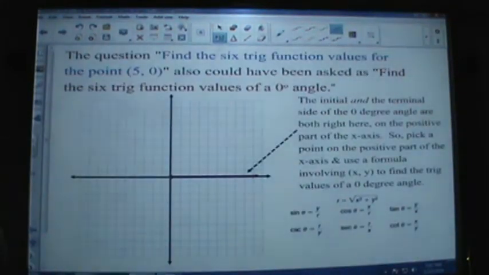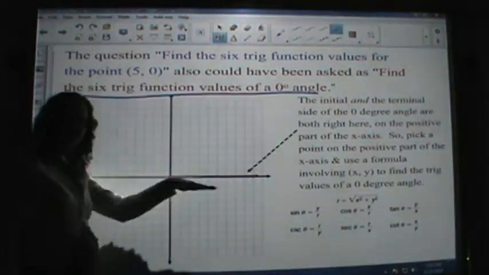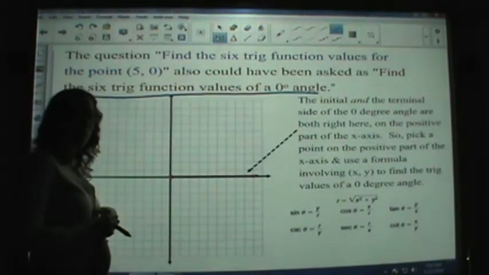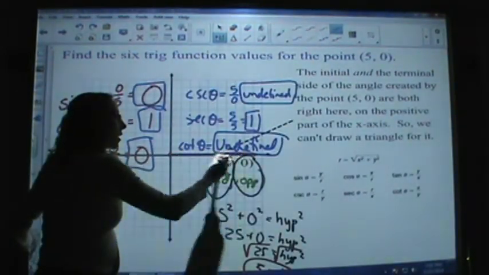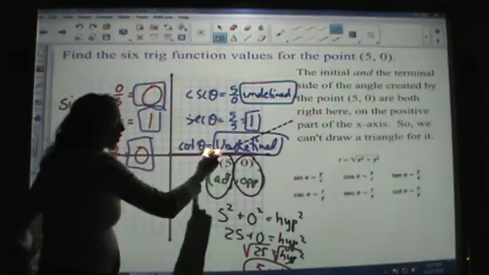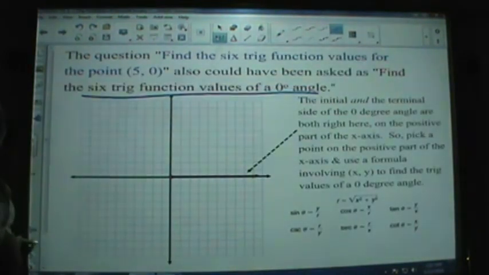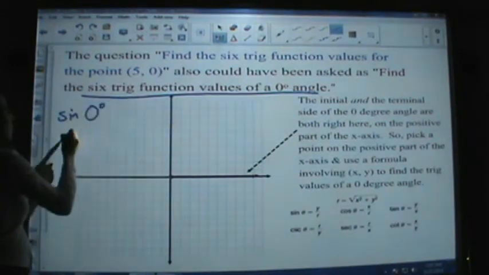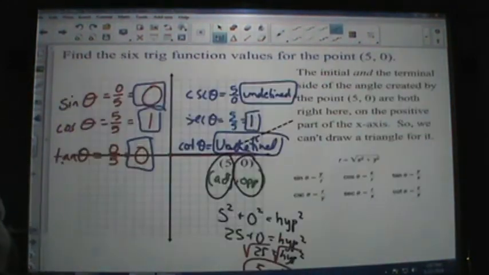If, though, you were just told, hey, find the 6 trig functions of a 0-degree angle, you need to realize that a 0-degree angle is in exactly the same spot as an angle that happens to have the point (5, 0) on it. Does that make sense? The point (5, 0) was here. The angle that describes, if its terminal side is where its initial side was, is a 0-degree angle. So I could have asked the exact same question and called it a 0-degree angle. And now you know the sine of 0 degrees, the cosine of 0 degrees, and the tangent of 0 degrees, because you just figured them out: 0, 1, and 0.